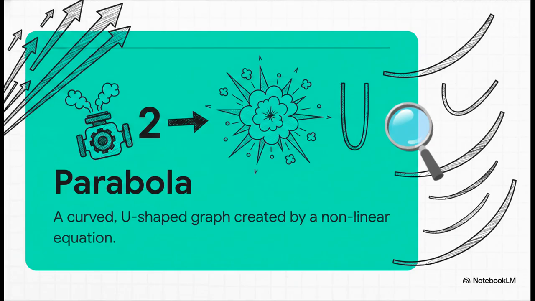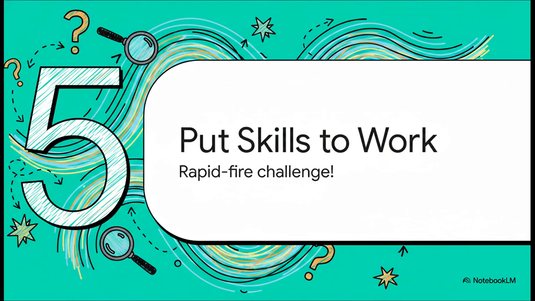Instead of just multiplying by a steady number, squaring a number makes the answers explode in size faster and faster as the numbers get bigger. That rapid acceleration is exactly what bends your line into what we call a parabola, which is that beautiful U-shaped curve. Section 5. Put your skills to work.